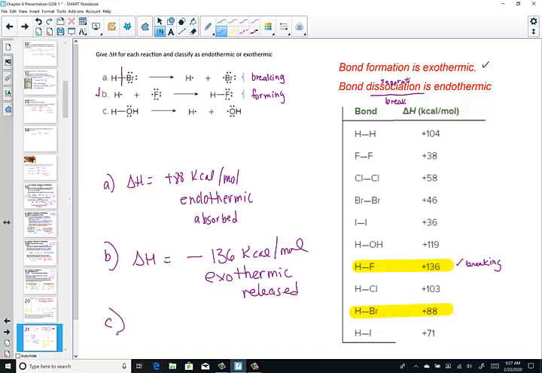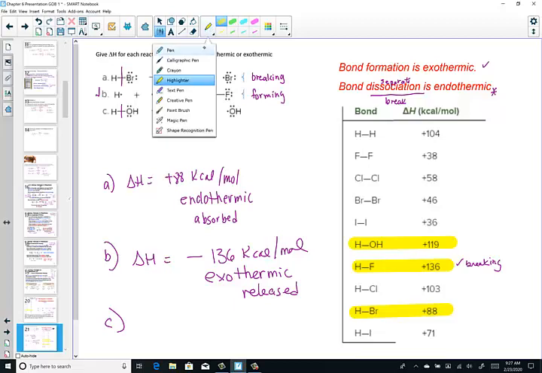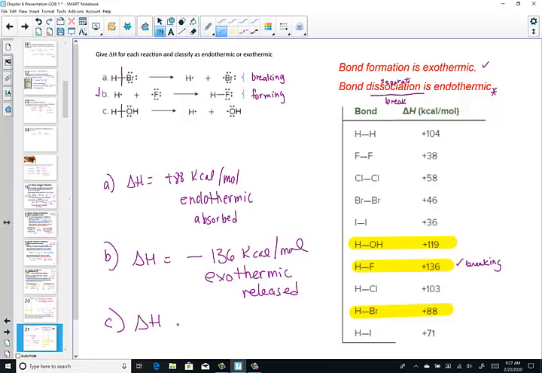And letter C, HOH, we're breaking a hydrogen to oxygen bond. Breaking bonds is endothermic. So where did you find that on your chart? Oh, it's right above here. So it's 119. So delta H is 119. Now remember, we're breaking bonds, so it remains positive.